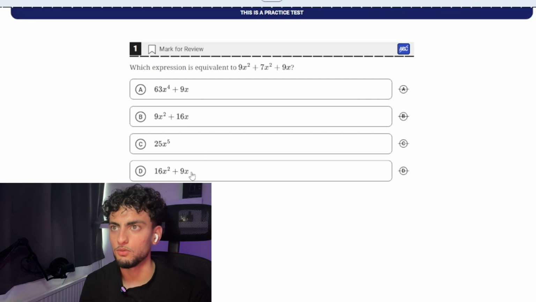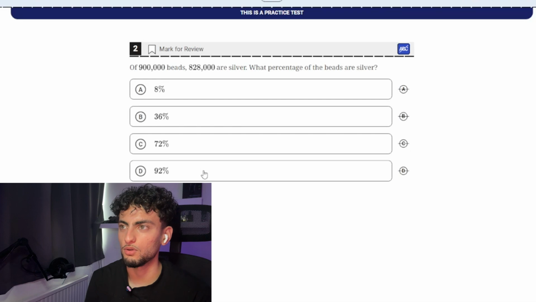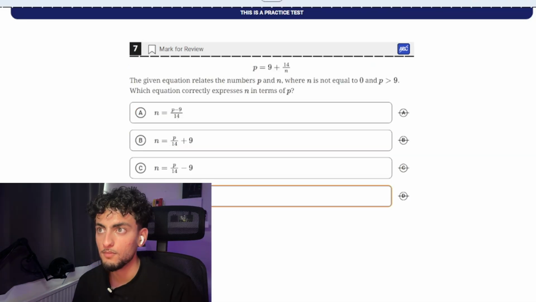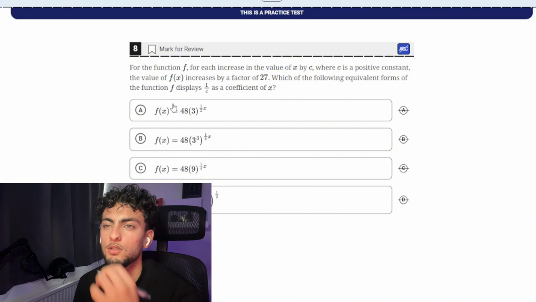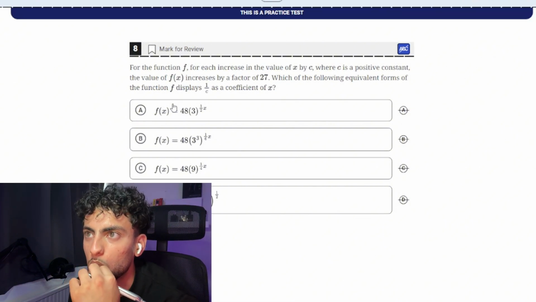Okay, section 2. I think this is where it's meant to be hard maths. That's obvious. You just add all the x terms of them. So it has to be 92 because 82 over 90 is approximately 92. For f of x, each increased value equals 27. What is this question?